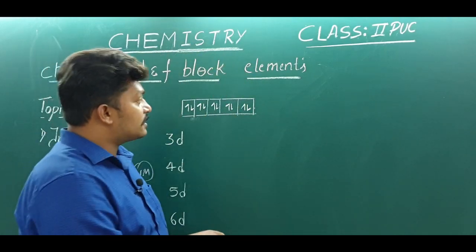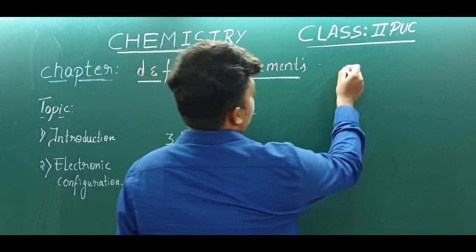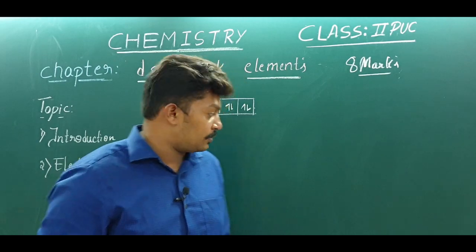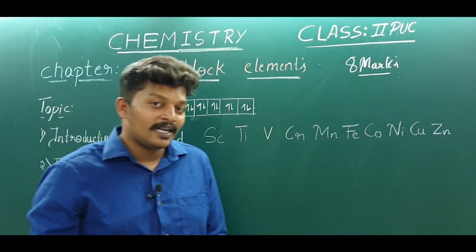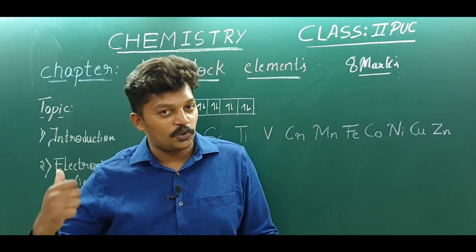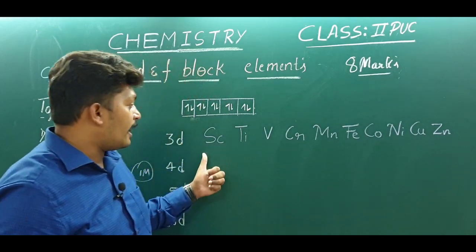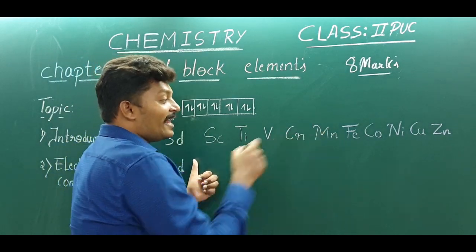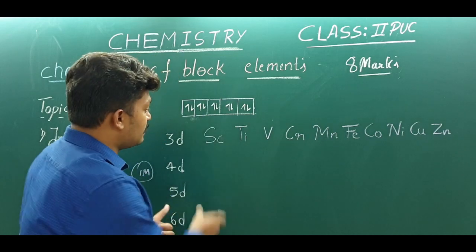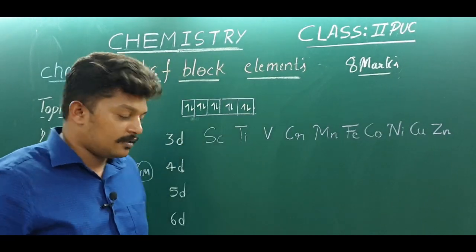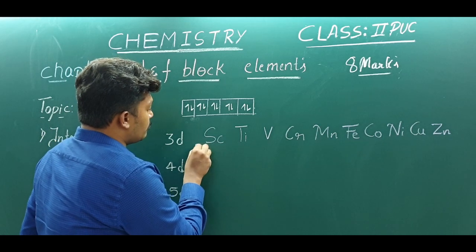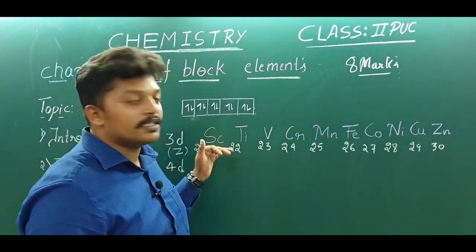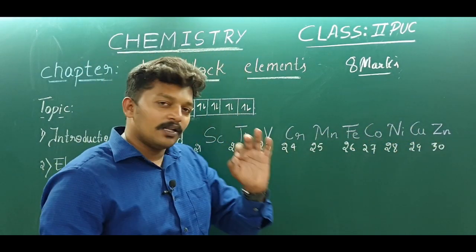From this chapter you can expect 8 marks, where 3 marks 2 questions will be asked and 2 marks 1 question. As I told you, S can fill 2 electrons, so 2 groups; 6 groups are there for P; then 10 electrons for D, so we have 10 groups, considered as the D1 to D10 series. The atomic numbers are from 21 to 30. To understand the 10 elements, you have to know a small story.